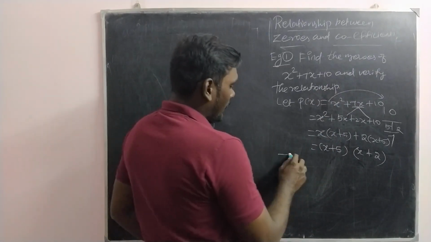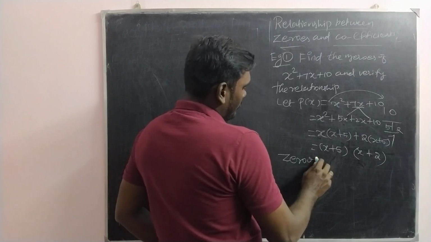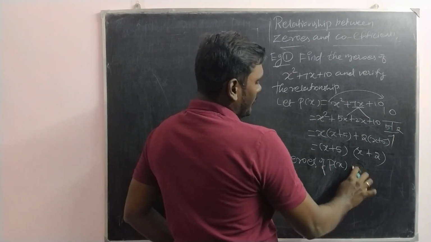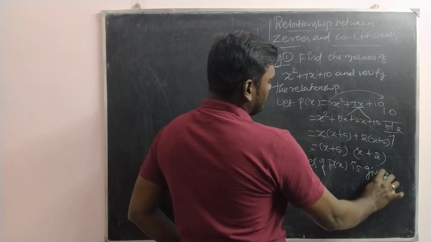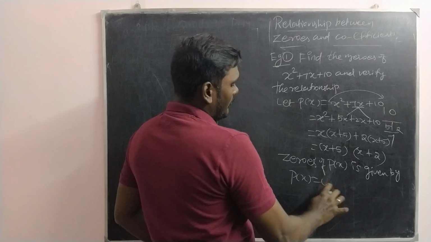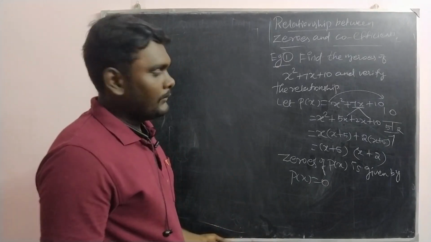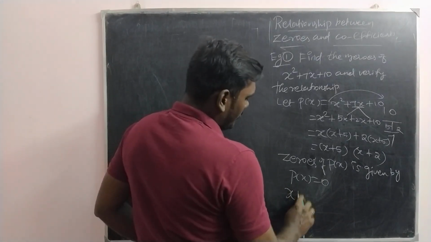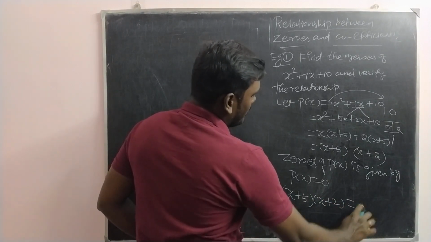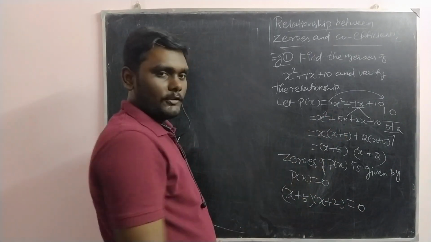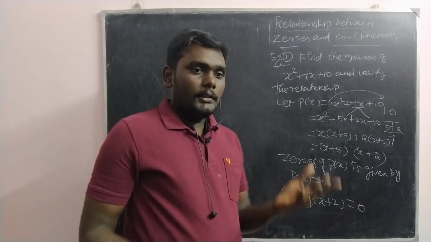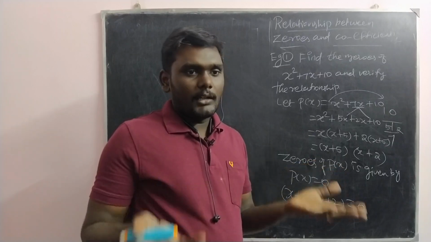So after this, the zeros of p of x are given by p of x equals 0. So that is x plus 5 into x plus 2 equals 0. Actually this one equal to 0 we should write. We factorized it, so I am equating the factors to 0. The product of two things is equal to 0. When will that happen?